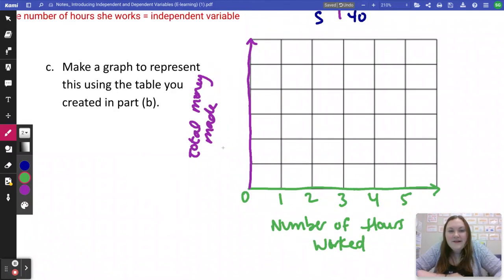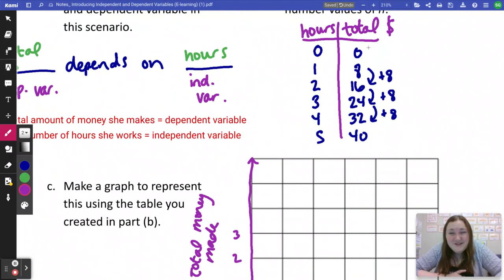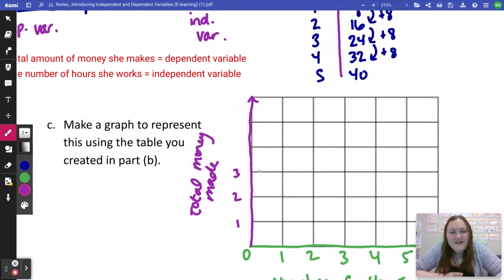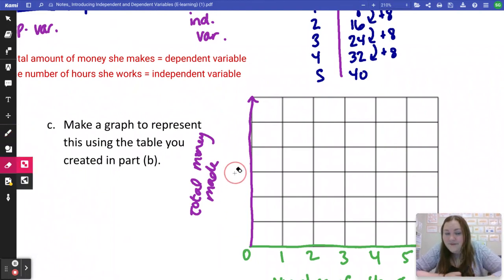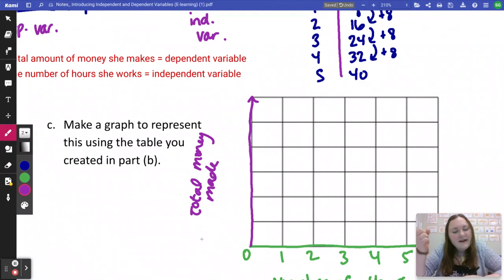When I go to label my y-axis with the total money made, here, if I try to count up by 1 as well, I'm going to hit a problem because thinking about this situation and the numbers I have in my table, notice they're a lot bigger because she's making $8 each hour. So I'm going to have to count by a bigger number. The same thing is true that we said earlier. We've got to be consistent in what number we're counting up by. So maybe we would want to count up by something like 10. We could do 10, 20, 30.